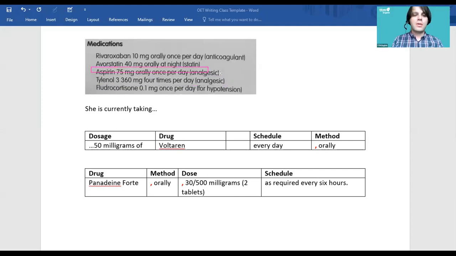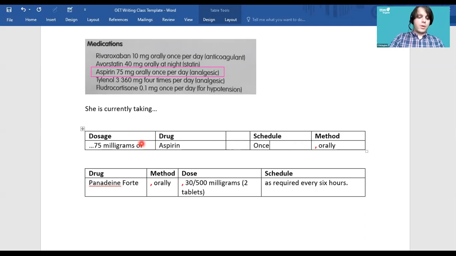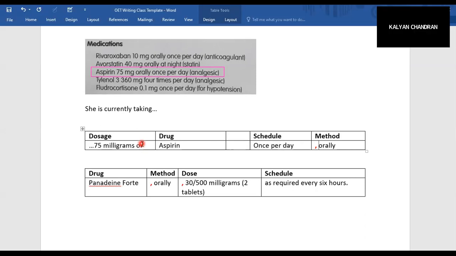Okay, so let's do this so I don't have to spell a weird drug. Kalyan, just walk me through. How would you say it here? We'll do this one, actually. She is currently taking 75 milligrams of aspirin once per day, comma, and orally. Okay, so it does say orally as well.